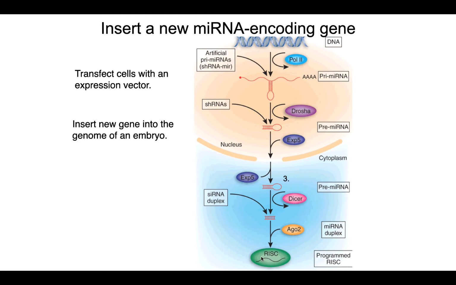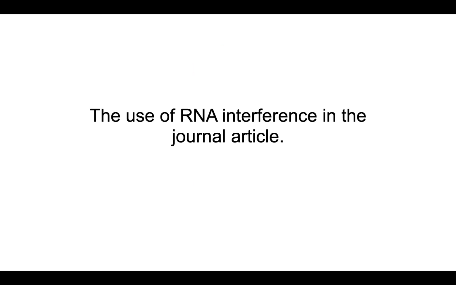Now, one of the best ways to do this is to transfect cells with an expression vector that expresses a primary microRNA that will then be processed into a mature microRNA that will knock down whatever protein we want to knock down. The paper that you guys are reading really takes advantage of this RNA interference to knock down the production of UTX, one of the proteins that they're studying.